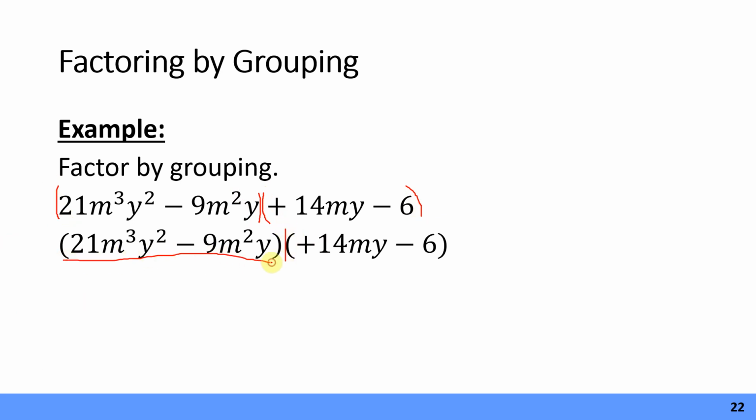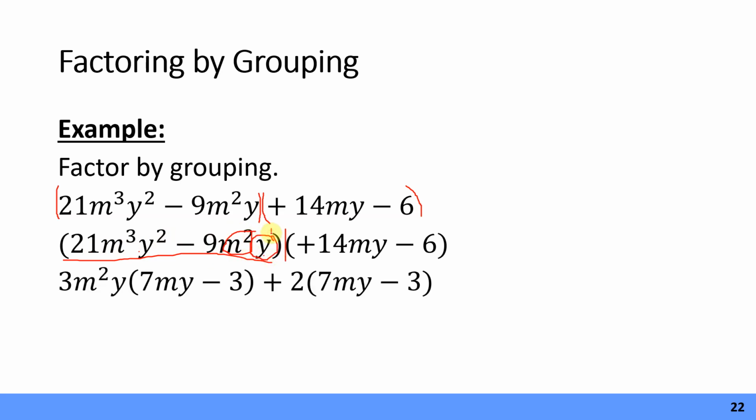Now, tackle this on your own, right? What is the greatest common factor of these two? So 21 and 9 can both be divided by 3, and they both share m's, remember, you always look at the smallest exponent, so m squared. And then they both have y's. The smallest exponent is y to the 1. So the greatest common factor on the first one is 3m squared y.